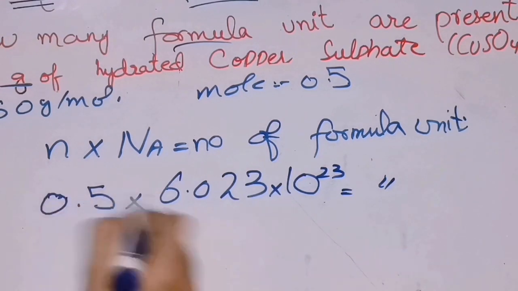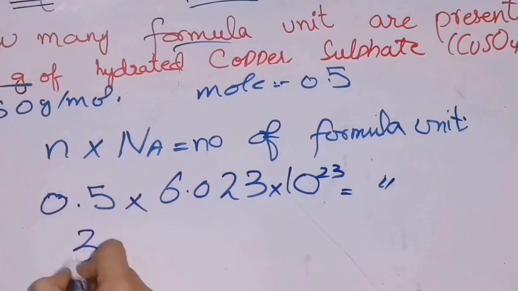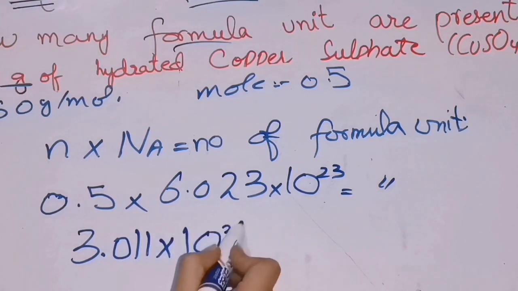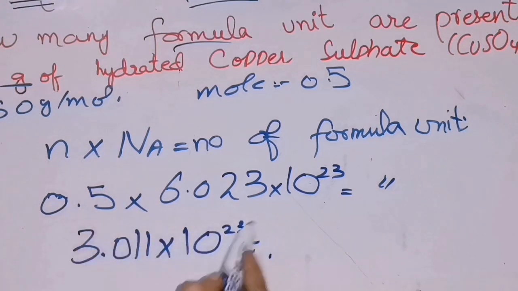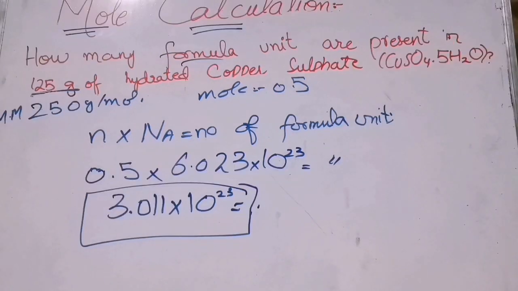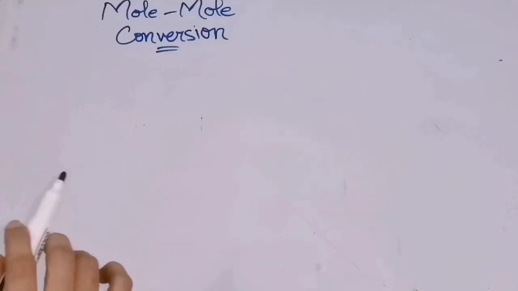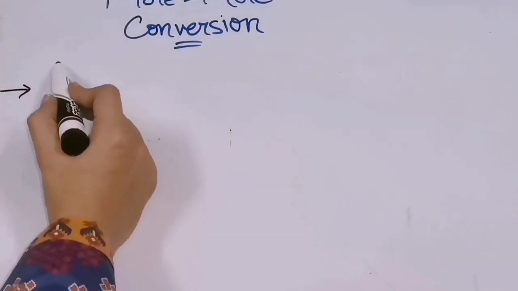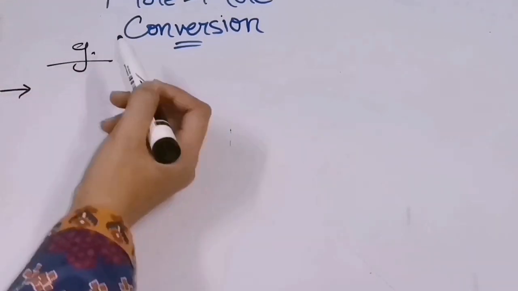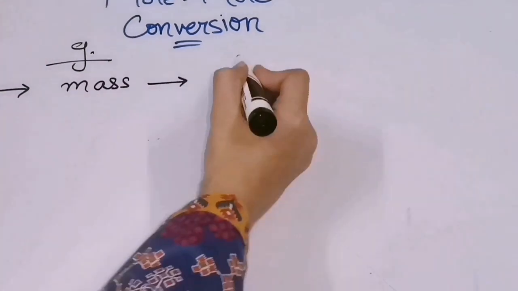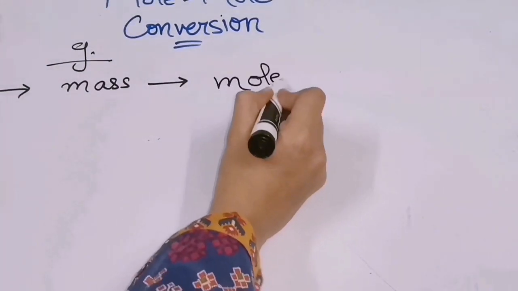So when you calculate this, you will get an answer of 3.011 multiplied by 10 raised to power 23. This is the number of formula units present in 125 gram of hydrated copper sulfate. First of all, remember one thing: in all the conversions, when you are given any substance in gram, meaning the mass is given, you will convert that mass into moles first.